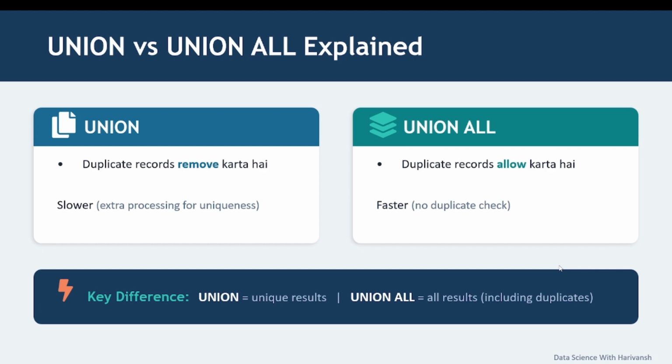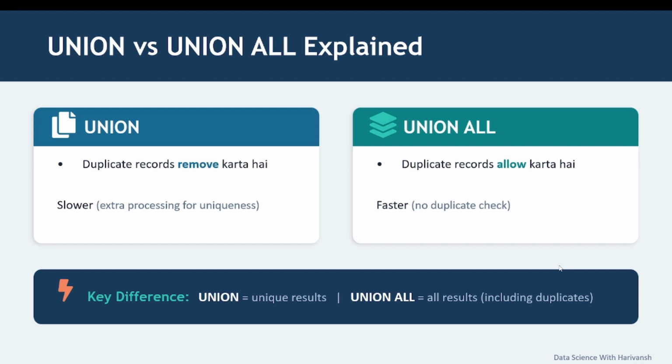Let's begin with the first question. What is the difference between the union and union all operators in SQL? Both of these operators are used to combine the result sets of two or more select queries into a single unified output. This is useful when you have data spread across multiple tables or multiple queries and you want to bring all of it together into one result. However, the way they handle duplicate records is fundamentally different, and this distinction is the core of the question.